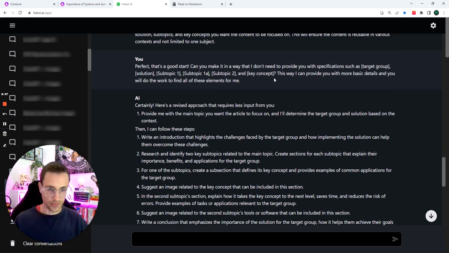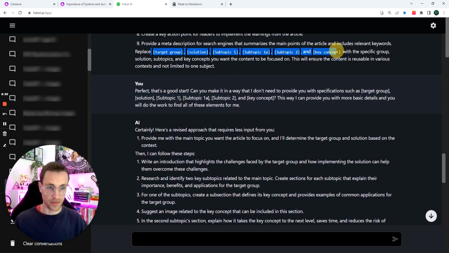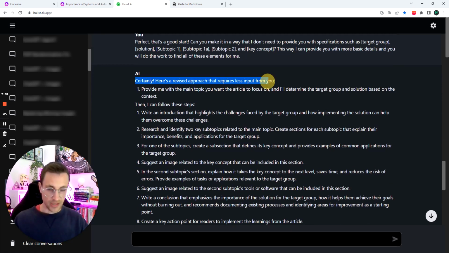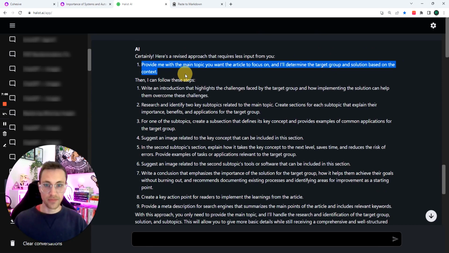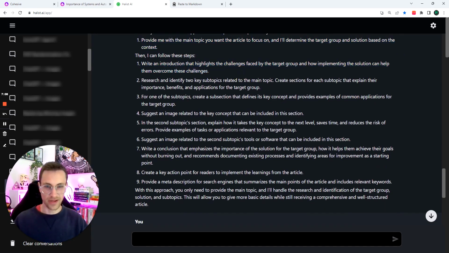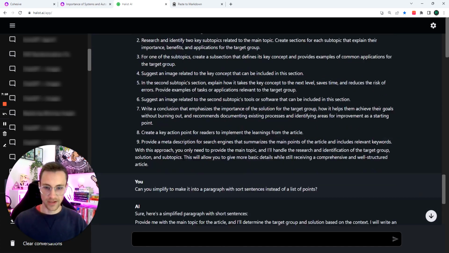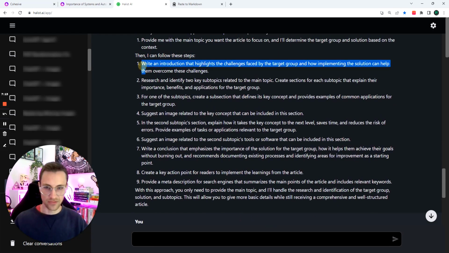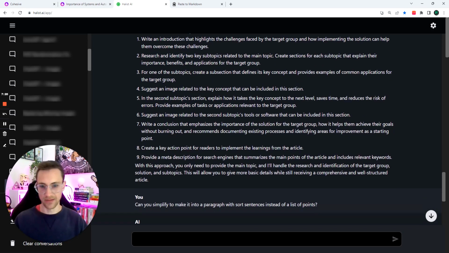So there we go. I don't have to provide you with these things, which are here. I just pasted that. This way I can provide you with more basic details, and you will do the work to find all of these elements for me. Certainly. Then it gave me, like, provide me with this, write an introduction. I'm like, I don't want to have to write all of these things. It's ChatGPT asking me what to give it, and I want to do the opposite. I want to give it something and just run with it.